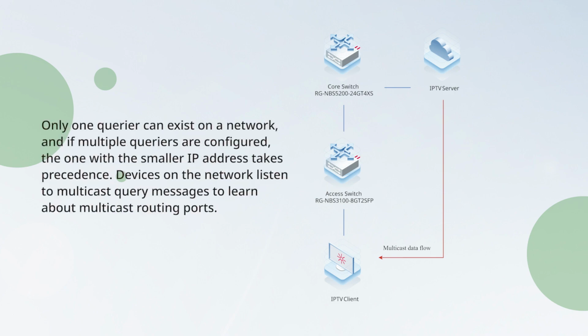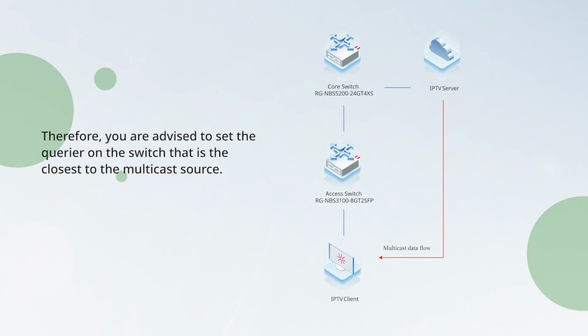Only one querier can exist on a network, and if multiple queriers are configured, the one with the smaller IP address takes precedence. Devices on the network listen to multicast query messages to learn about multicast routing ports. Therefore, you are advised to set the querier on the switch that is the closest to the multicast source.